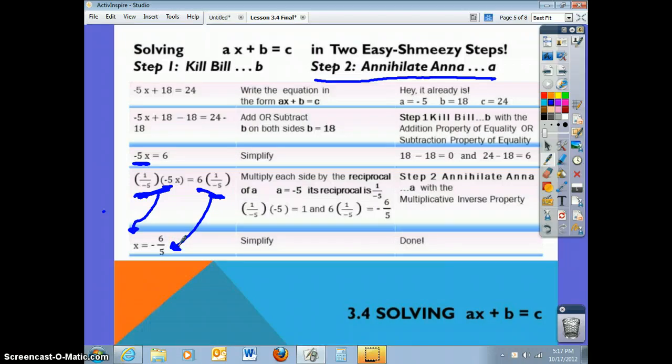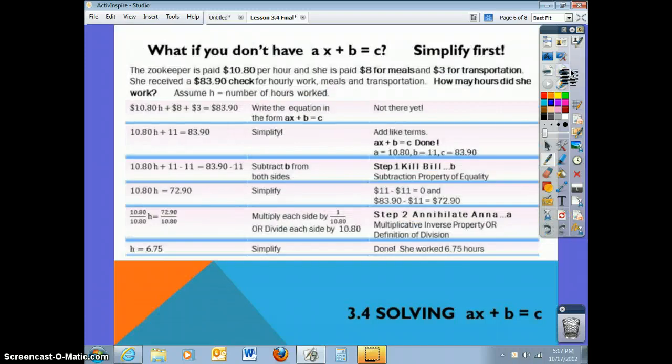Kill Bill, get rid of b. Annihilate Anna, get rid of a. Well, what if it's not in the form of ax plus b equals c? Well, you've got to simplify it until you get it into that form, and then once you get it into that form, you kill Bill and annihilate Anna.